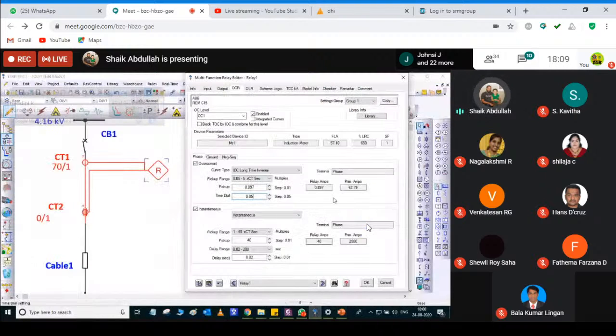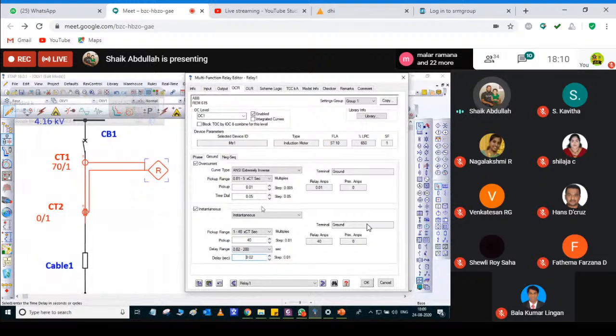So our LRC is 650%. So 6.5 into 57.10 is our LRC current, which is 371.15. So 371.15 into your asymmetrical factor of 1.6, I consider that value also. So now my value is 593.84 divided by your CT ratio of 70, and you will get 8.48 here, and the curve is instantaneous, and the minimum value you have to use here.